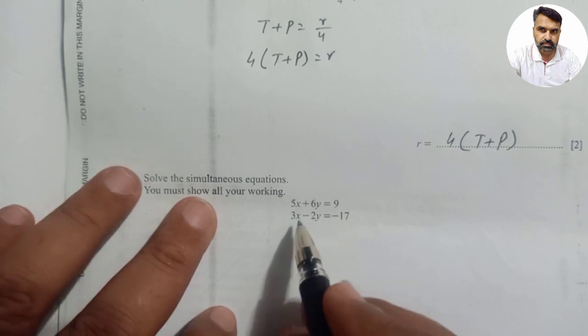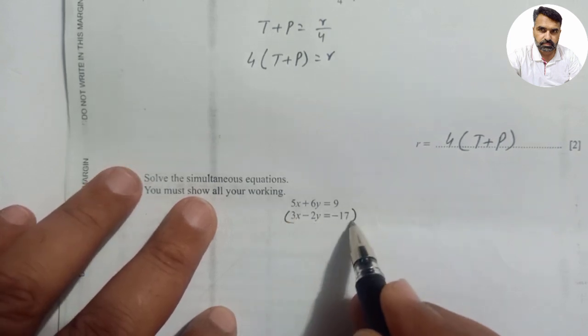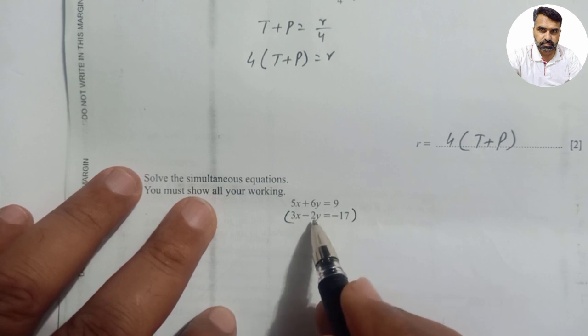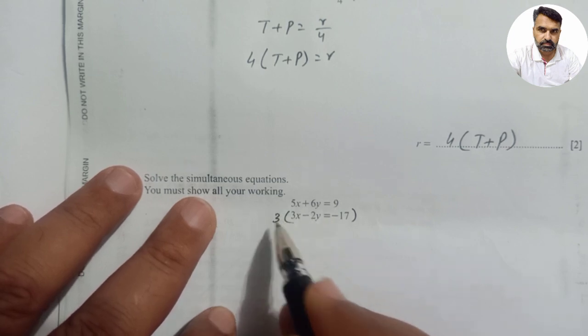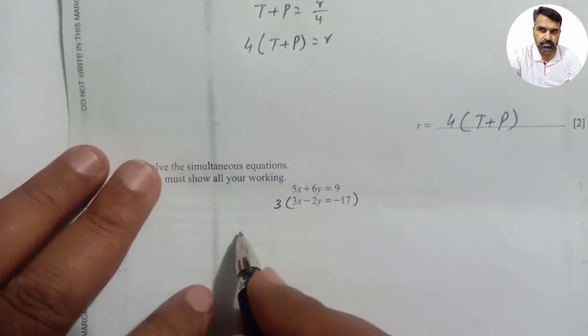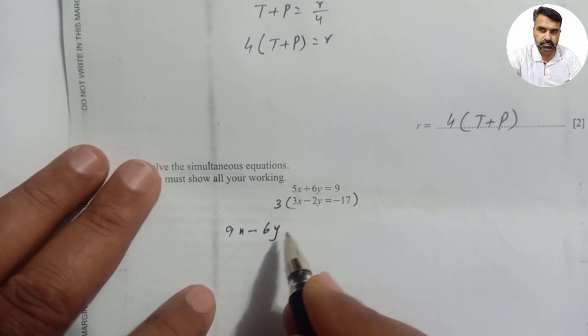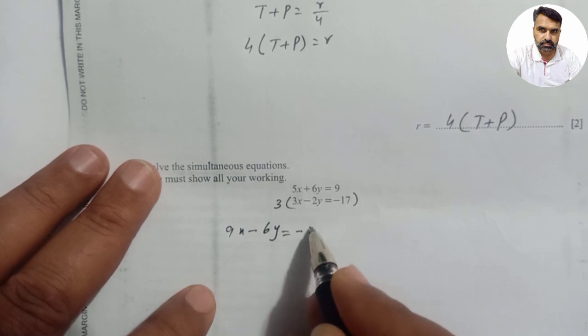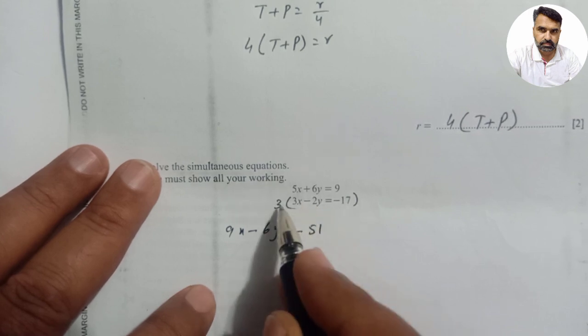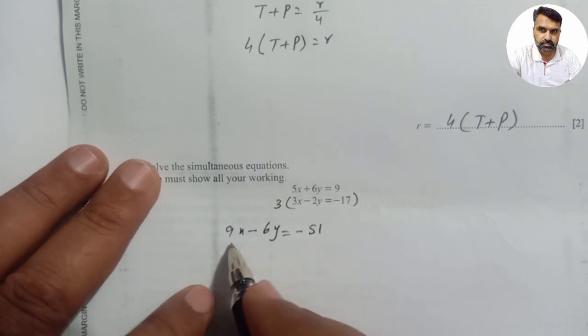So students, if we multiply the second equation by 3, the coefficient of the y variable will be the same, 6 and 6, when we multiply minus 2 with 3. So it will be 9x minus 6y is equal to minus 51. All the coefficients, or all the numbers, will be multiplied by 3.